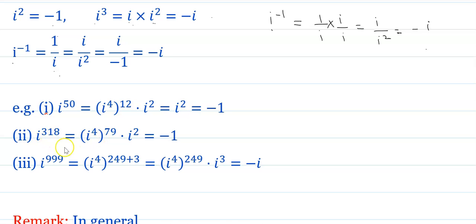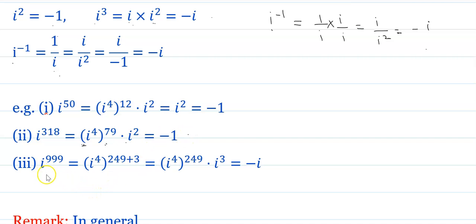i raised to 318. Again it can be written as, divide the 318 by 4. Then you are getting the quotient as 79. Therefore i raised to 4 into 79. What is the remainder? Remainder is 2. That is the i square. But what is the value of this? This is the 1. 1 into i square, i square. i square is minus 1 in this way.